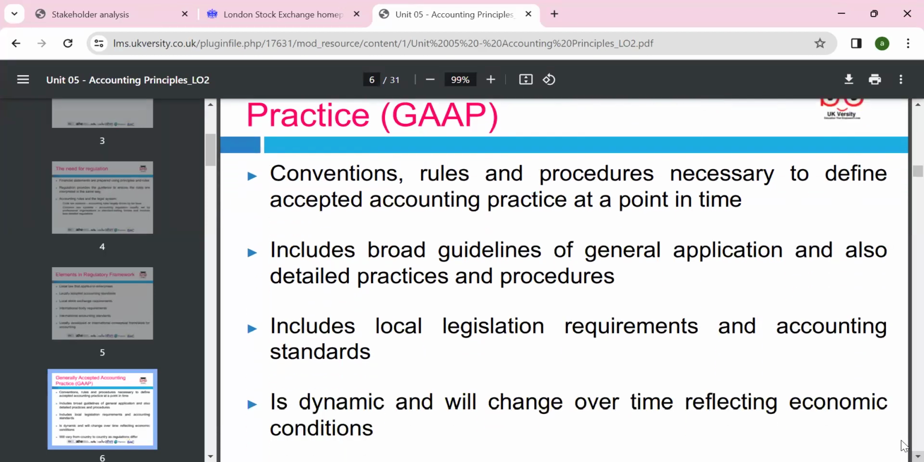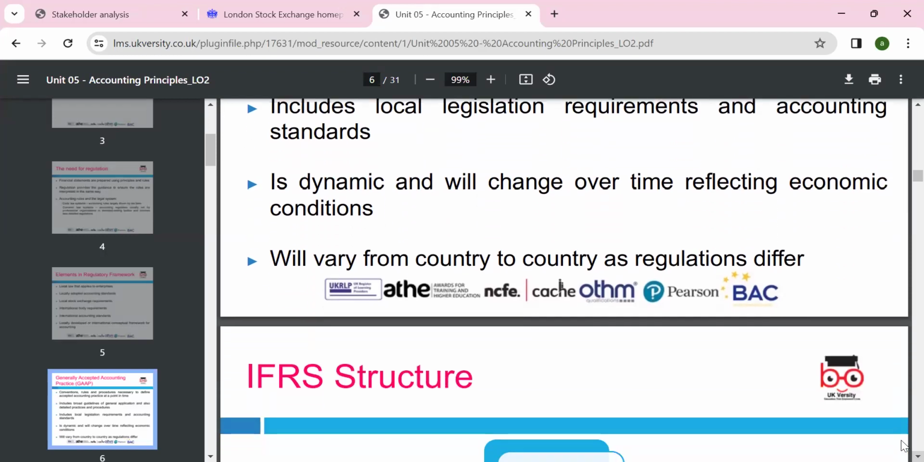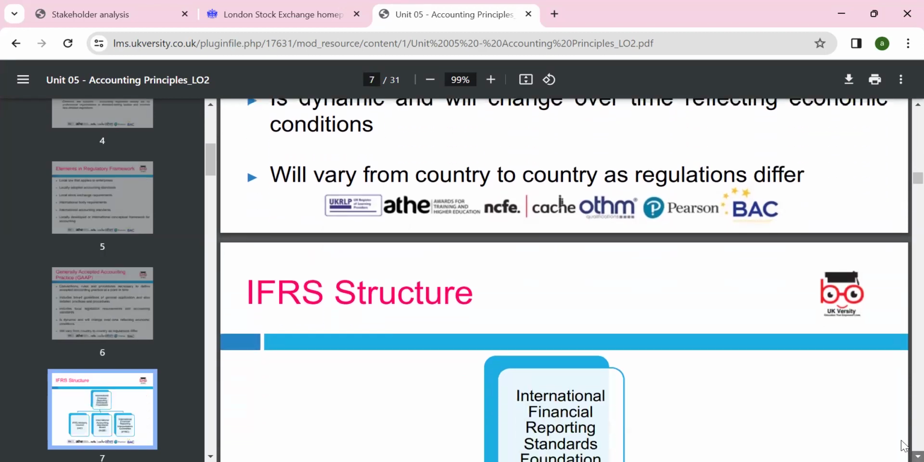Accounting guidance covers the general application and also the detailed practice and procedures. It includes local legislation requirements and accounting standards. These change over time, reflecting economic conditions, and the standards carry on changing because people carry on doing things that are not true and fair information. We need to make sure of that.